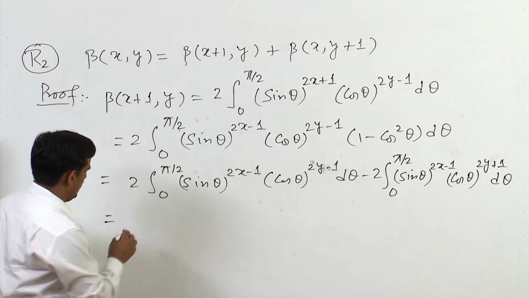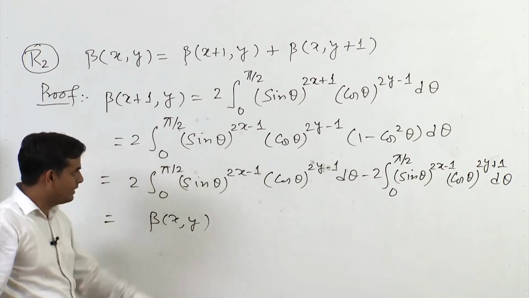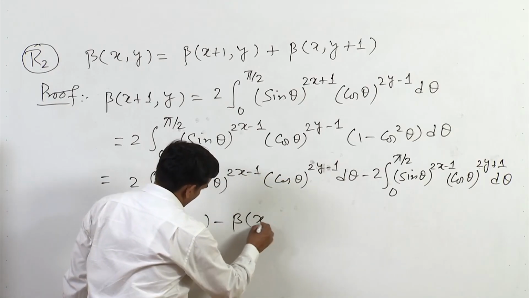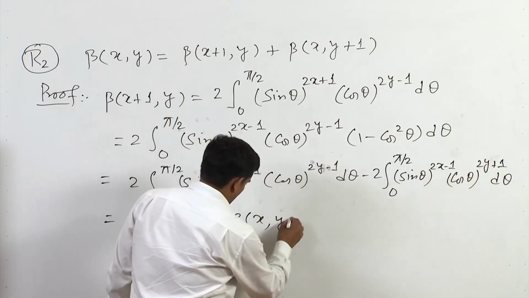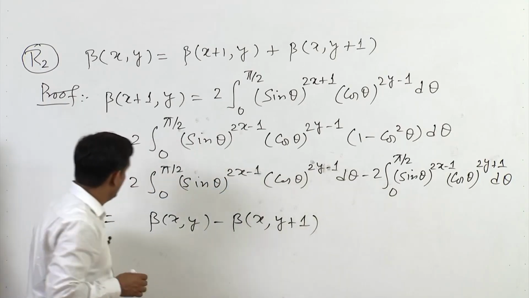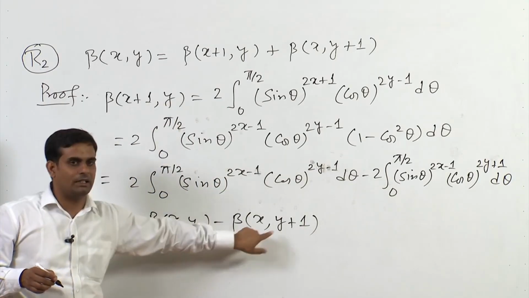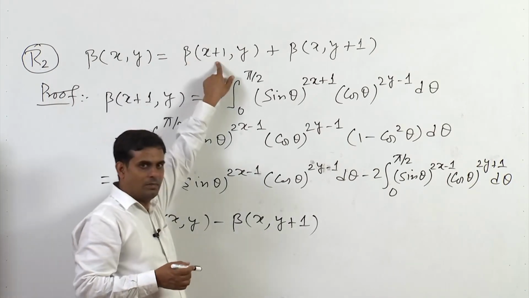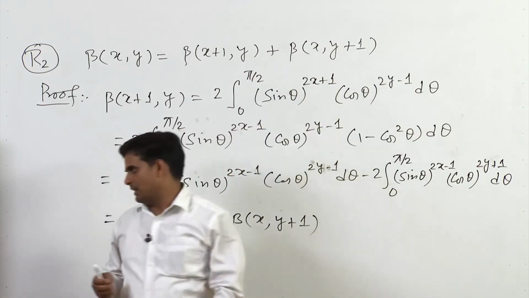What is this? This is my beta of (x, y), and the second term will be minus beta of x, and here it is y plus 1, by the second identity. So, beta(x plus 1, y) equals beta(x, y) minus beta(x, y plus 1), hence beta(x, y) equals beta(x plus 1, y) plus beta(x, y plus 1).